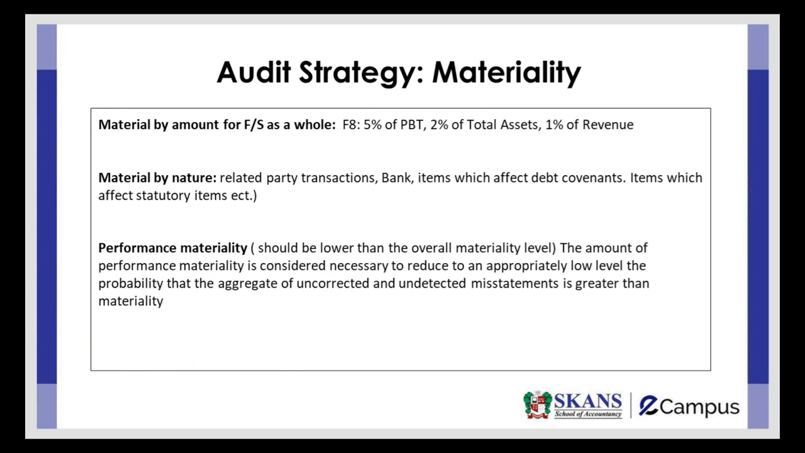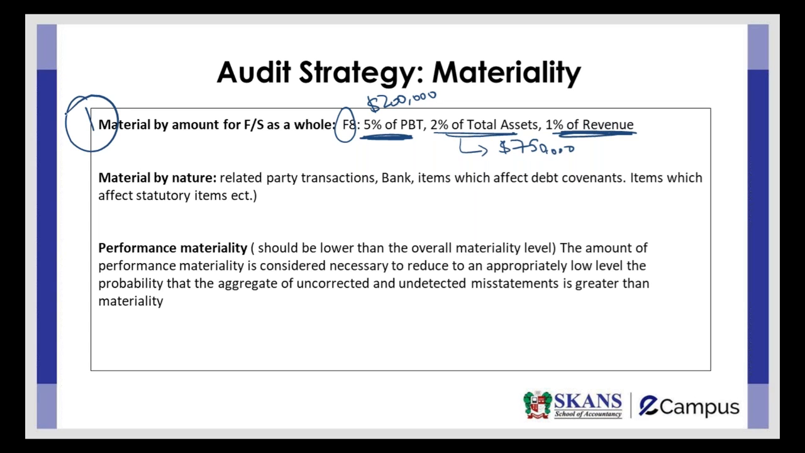The application is, let's decide the materiality amounts right now. For F8, the guidelines are, for the P&L, I can set it on the basis of PBT or revenue. So 5% of PBT or 1% of revenue. For example, suppose I'm choosing the PBT amount. 5% of PBT is 200,000. This means all items in the P&L above 200,000 are material for me. For total assets for the balance sheet or SOFP, it is 2% of total assets. Suppose that comes up to 750,000.